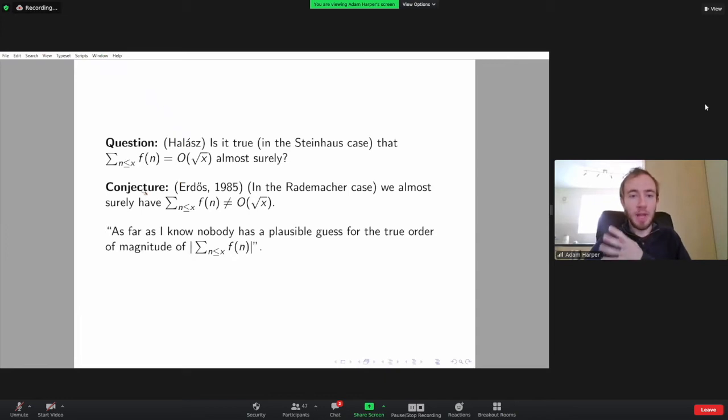And on the other hand, Erdős conjectured in the Rademacher case, but again, I don't think we'd expect there to be a difference, that this shouldn't be true. So he conjectured that the partial sum should not be big O of root x, almost surely. And he also said in this paper where he made this conjecture that so far as he knew, nobody had a plausible guess for the real almost sure size. So nobody had a guess for what would be the real analog of the law of the iterated logarithm in this random multiplicative setting.